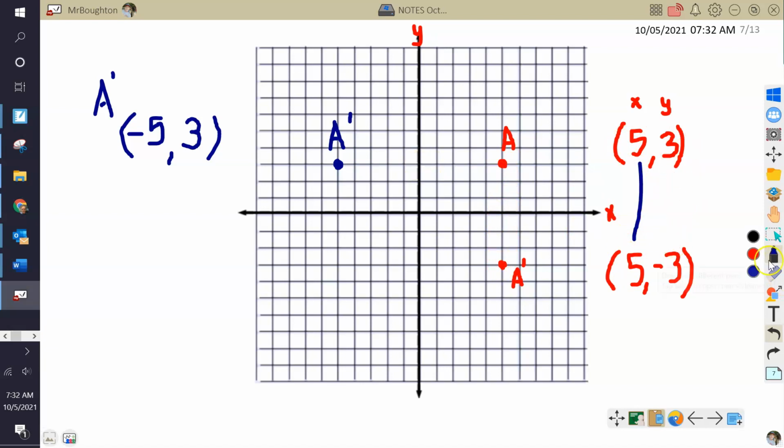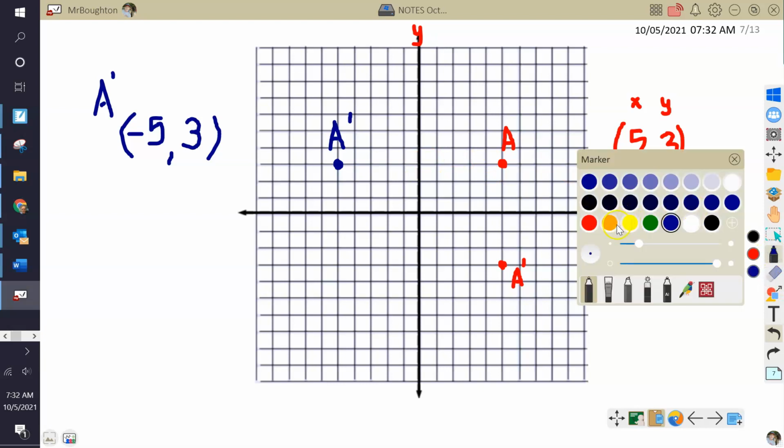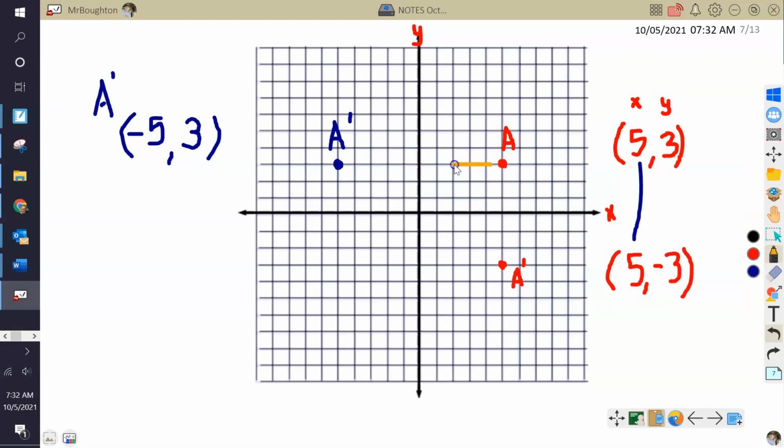If we reflect across the y-axis, let's use a different color here. Reflect across the y-axis going from here to here, then the y will stay the same right there. See, the y stays the same, and the x is what becomes the opposite. So whichever axis you reflect across, that coordinate will remain the same. That will help you if you're not looking at a coordinate plane.